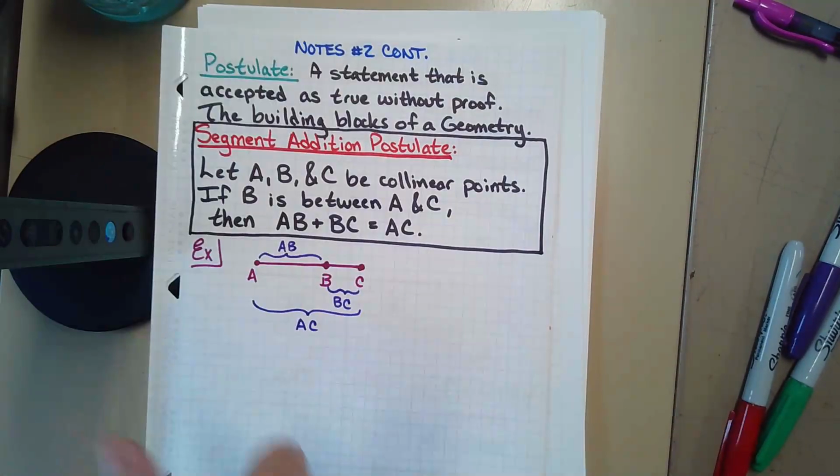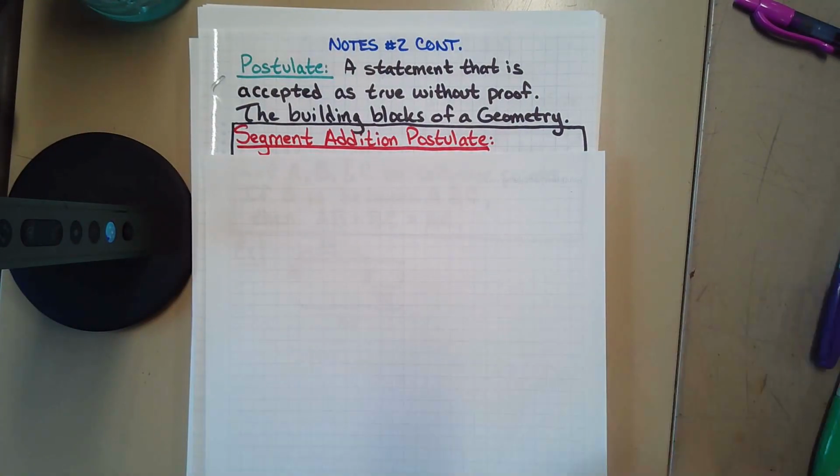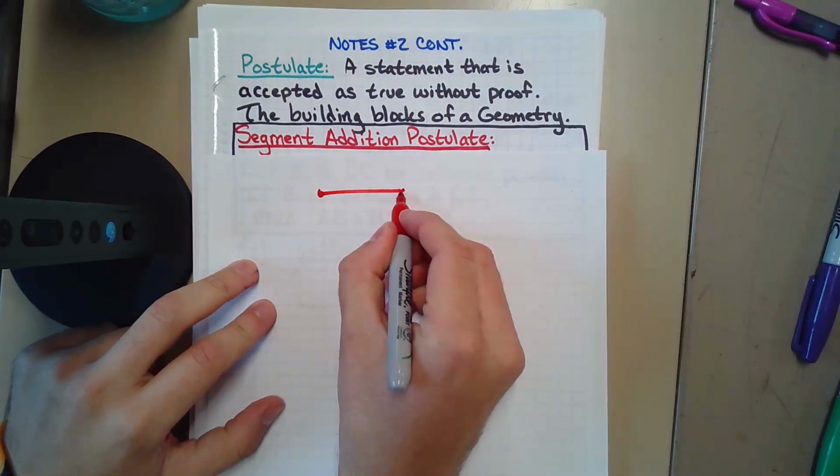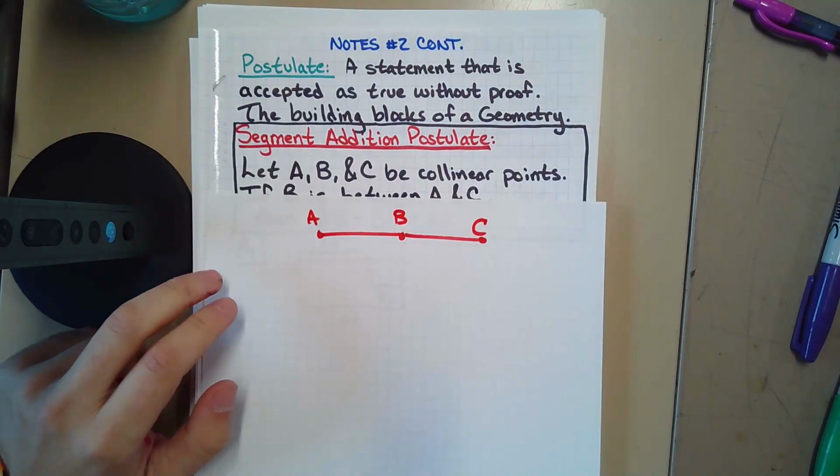Collinear. Co means together, right? What is on the same line? Yeah, right? So A, B, and C are collinear. Here we go, all on the same line. We're going to let that be, like the Beatles.